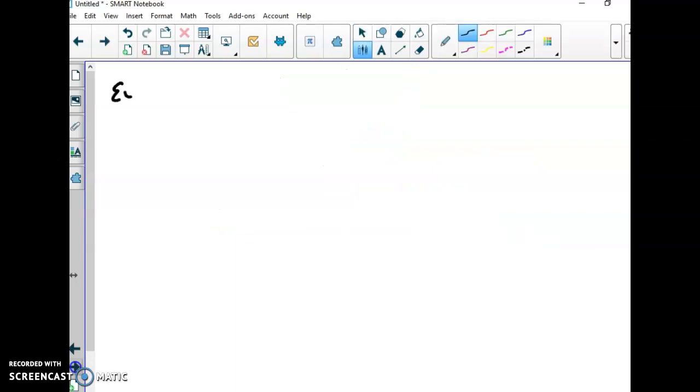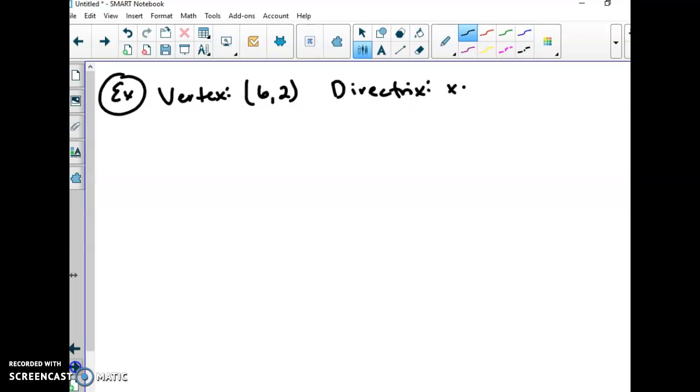So for instance, first one, the vertex is at (6, 2), and my directrix is located at x equals 4. Now, realistically, there's two different sides of things. You have a parabola that's either opening up or down, or you have a parabola that's opening left and right. So looking at this, since this is an x equals, we know that our parabola is going to be opening left or right. So we're going to follow that column on our formula sheet in order to keep going with this information.